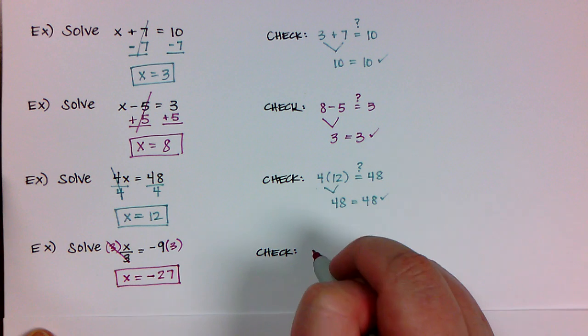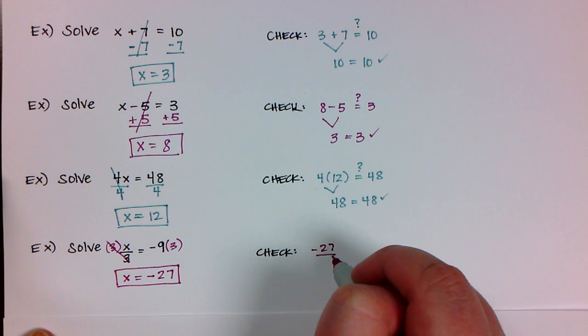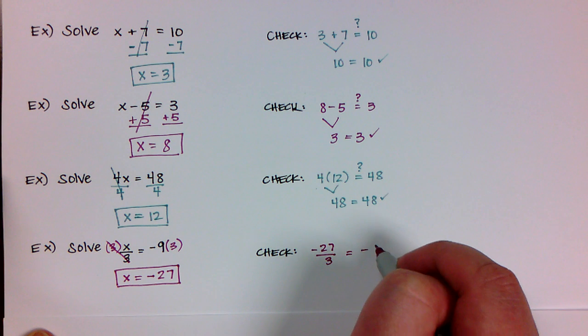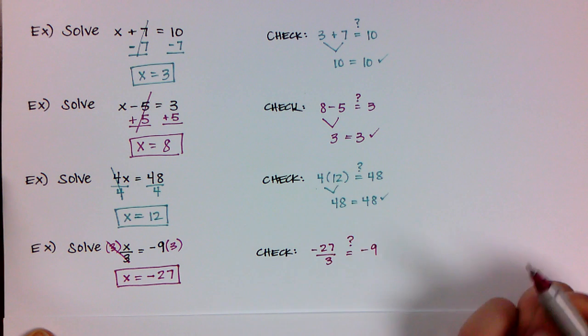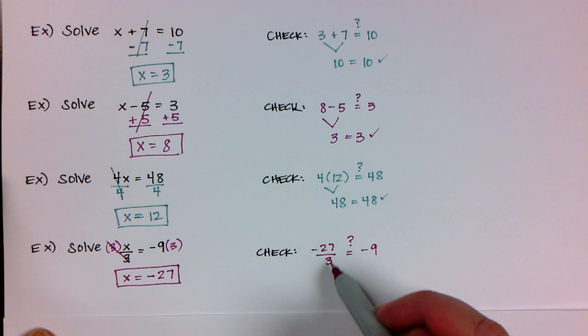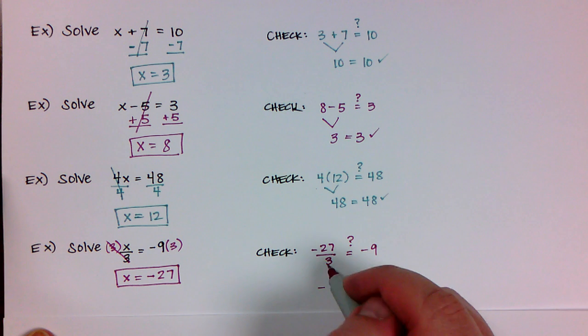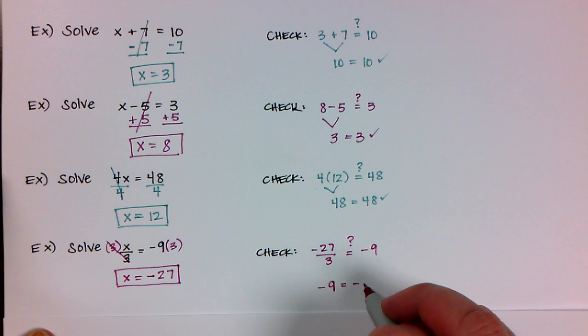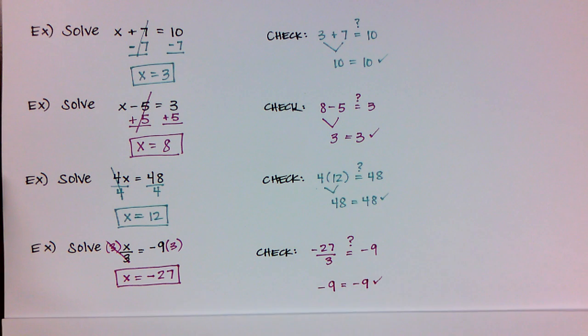Let's see if I did this right. I'm going to rewrite it by plugging it in. Negative 27 over 3. Does that equal negative 9? Let's see. Negative divided by positive is going to be negative. 27 divided by 3 is 9. Yep. I am good. So I hope that this is pretty easy for you so far.